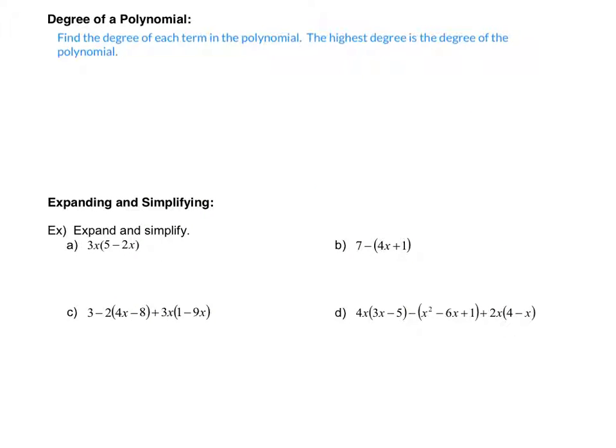Okay, so if we have an example of, let's say, a trinomial, I'll put a trinomial in here. If we had 3x squared minus 2x plus 5, we could look at the individual degrees of the terms. This term has a degree of 2. The second term has a degree of 1, and this last term is a degree of 0. The 2 is the biggest, so overall this is degree 2.